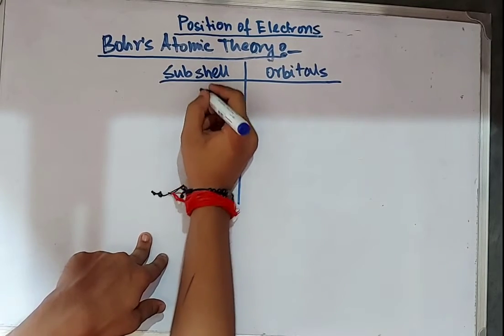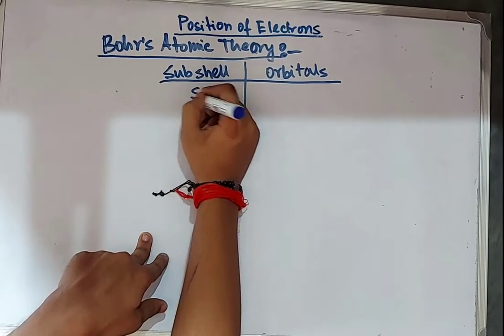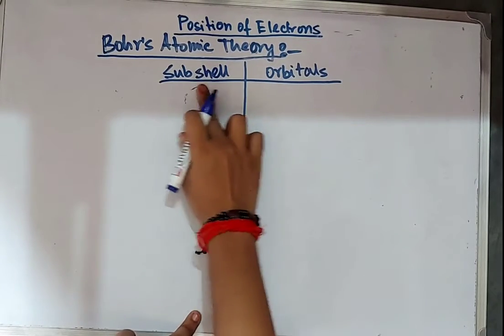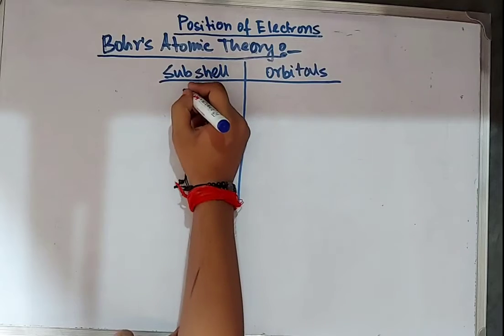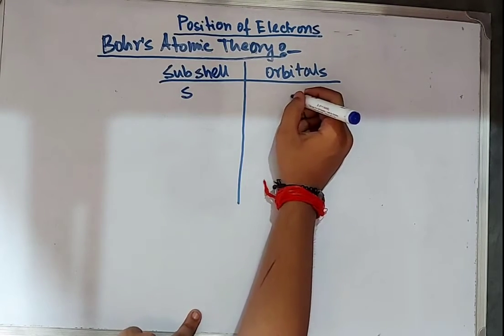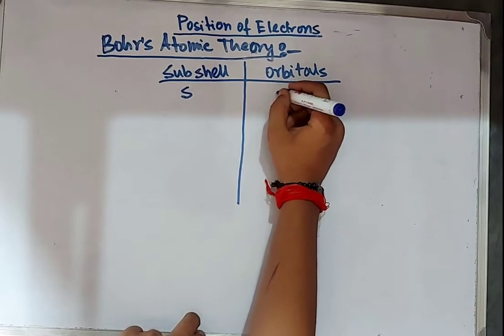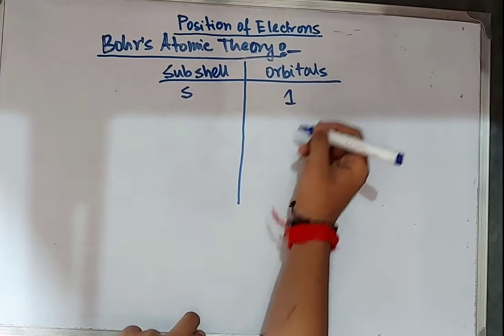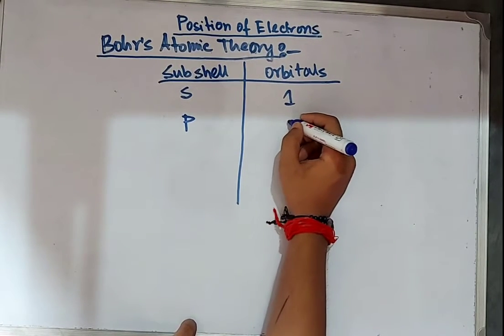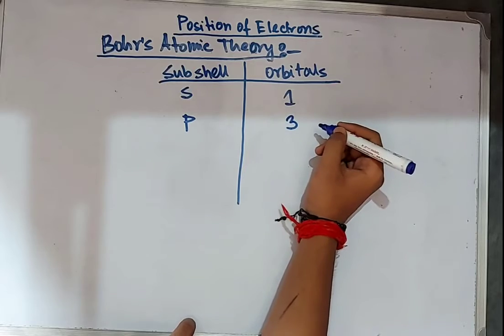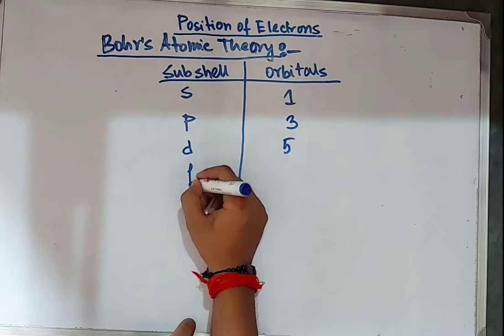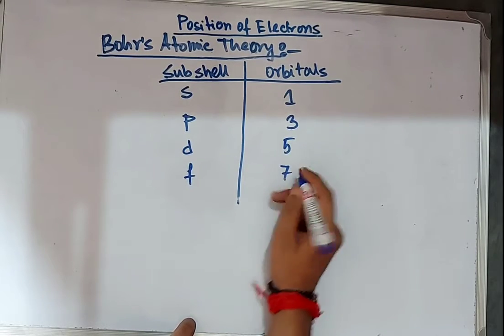For the S subshell, the number of orbitals is 1. For the P subshell, the number of orbitals is 3. For the D subshell, the number of orbitals is 5. For the F subshell, the number of orbitals is 7.